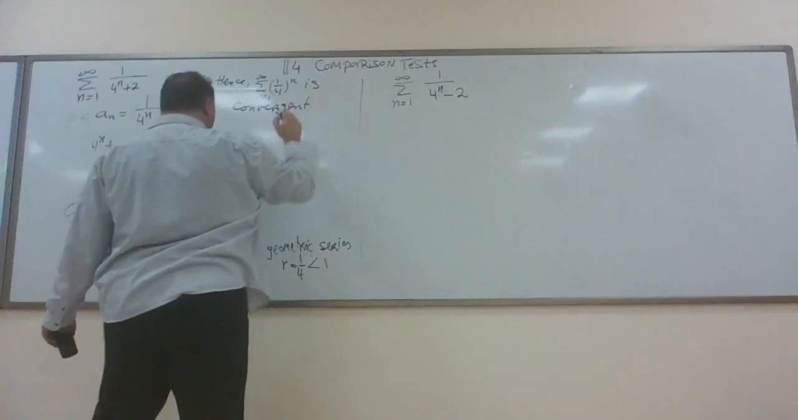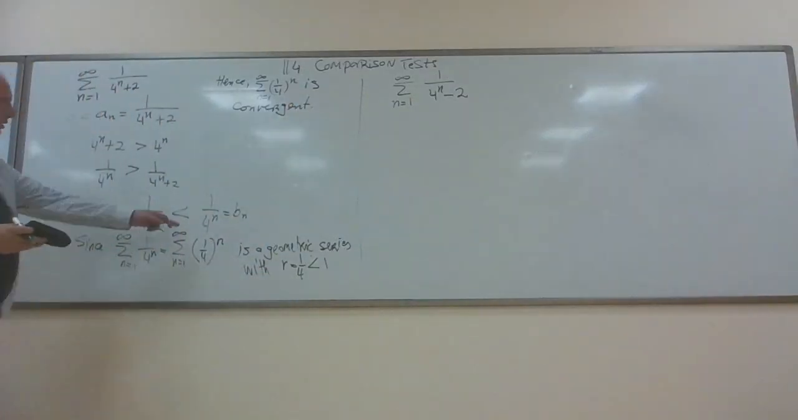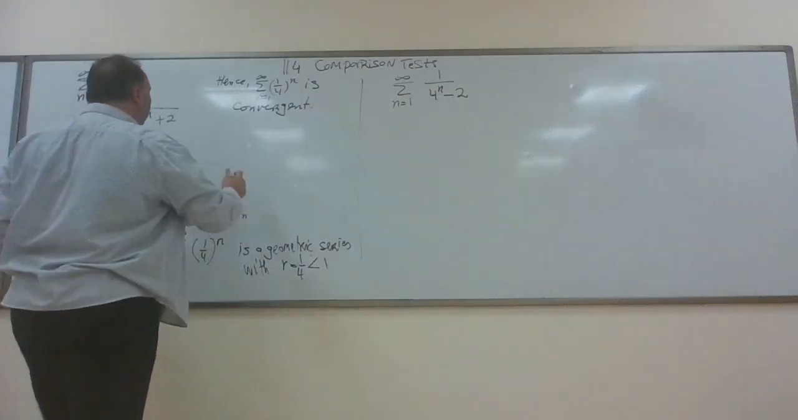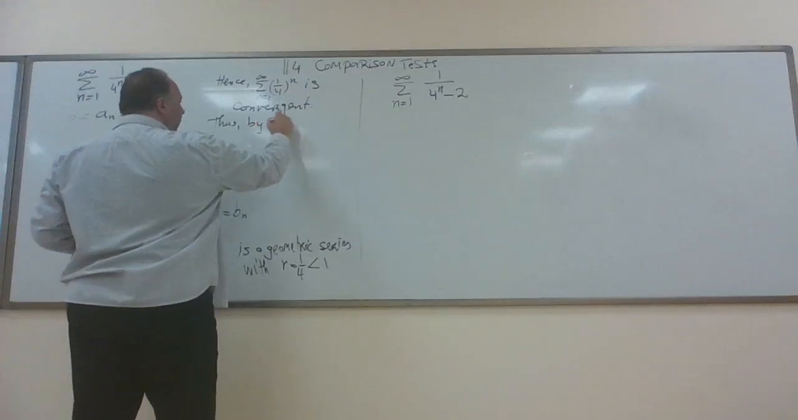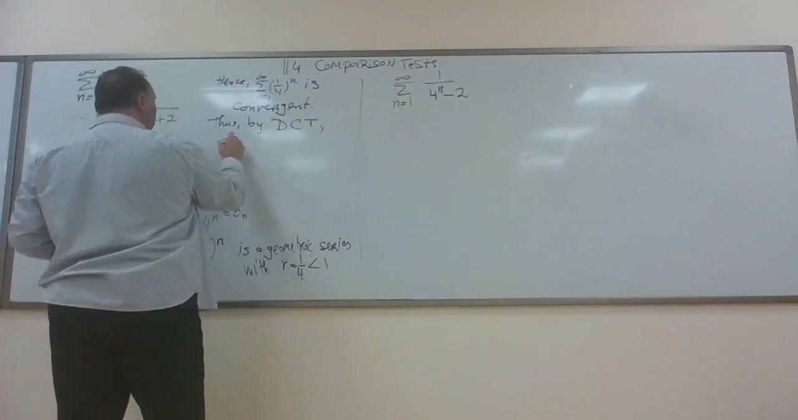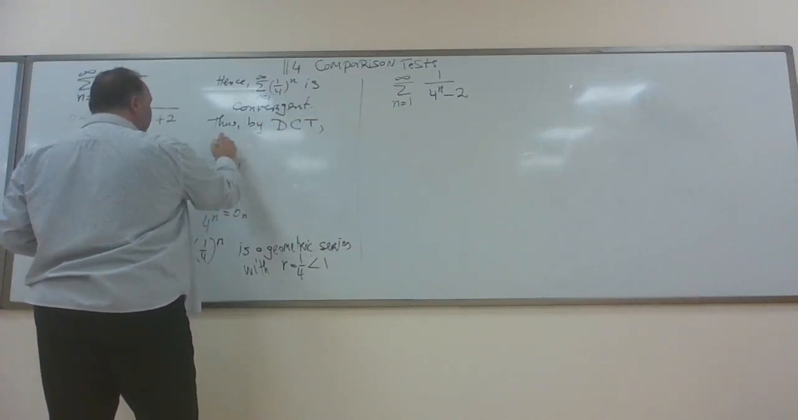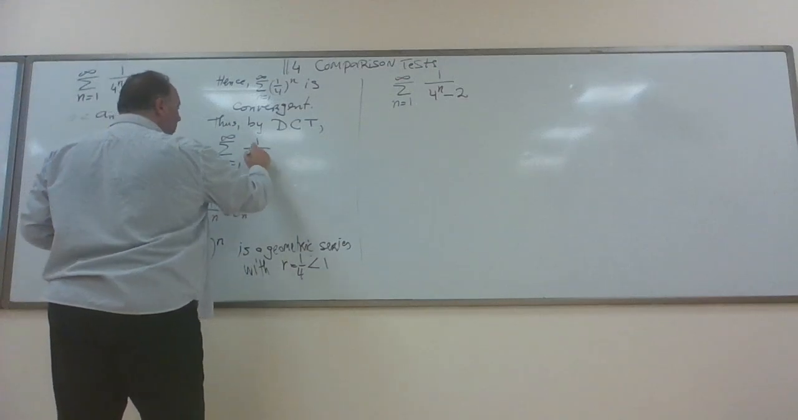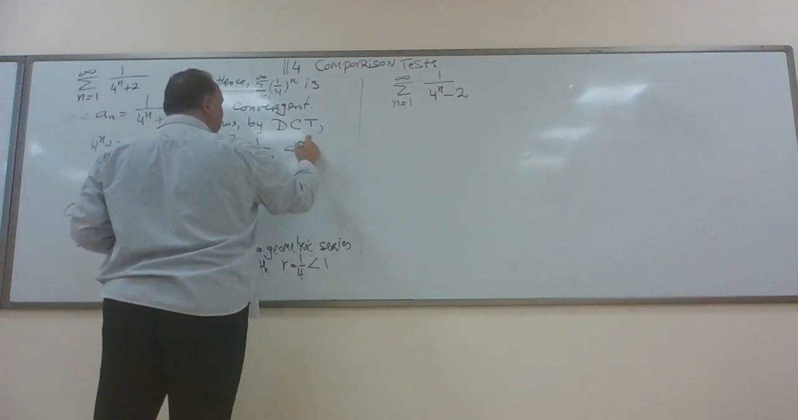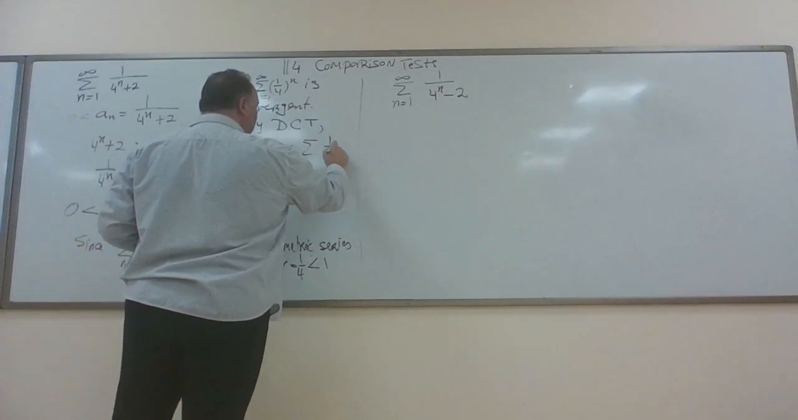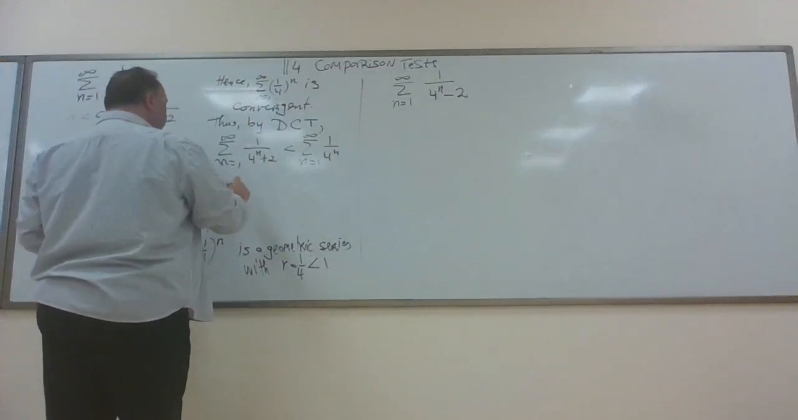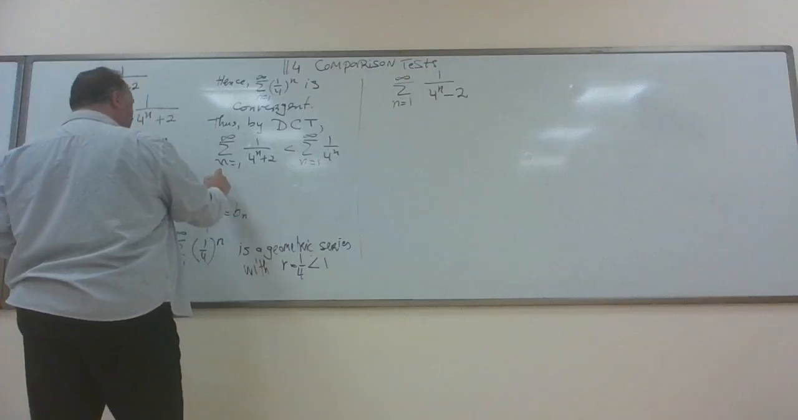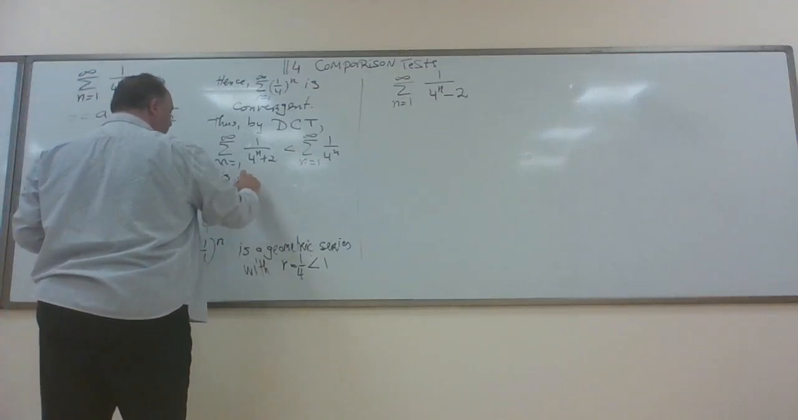Okay, so what does that mean? The bigger series is convergent, so the smaller series by direct comparison must be convergent also. So by direct comparison test, the smaller series is convergent, right?